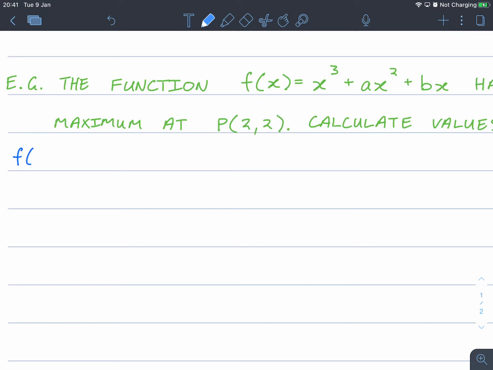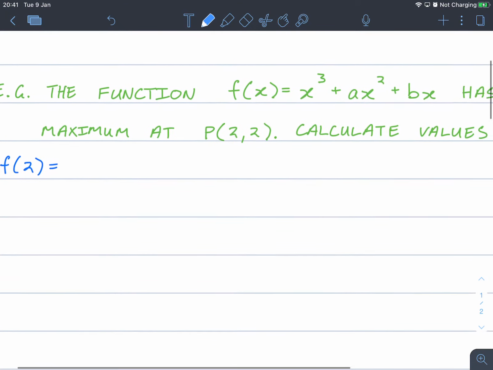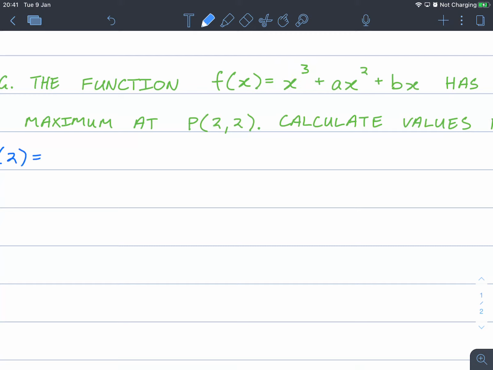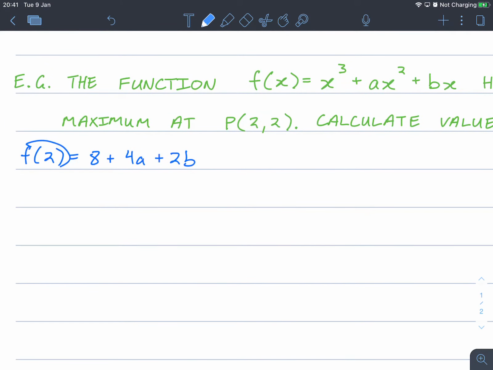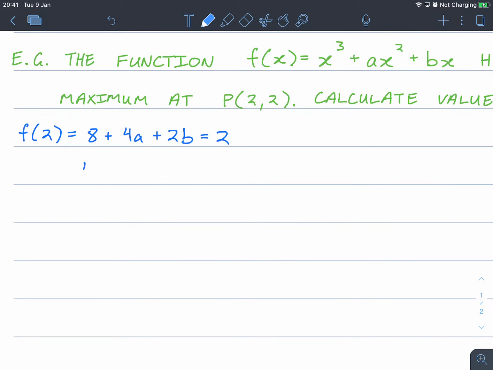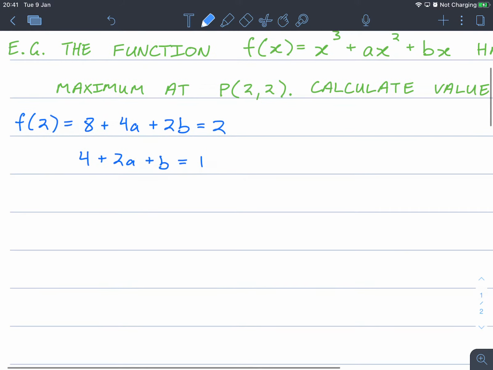So f of 2 is equal to, substituting into all the points here, well, 2 cubed is 8, plus 2 squared is 4, so this will give us 4a. 2 times b is 2b. And we're being told when we substitute 2 into this function, the result is 2. So that's equal to 2. Let's divide everything by 2, giving us 4 plus 2a plus b equals 1.